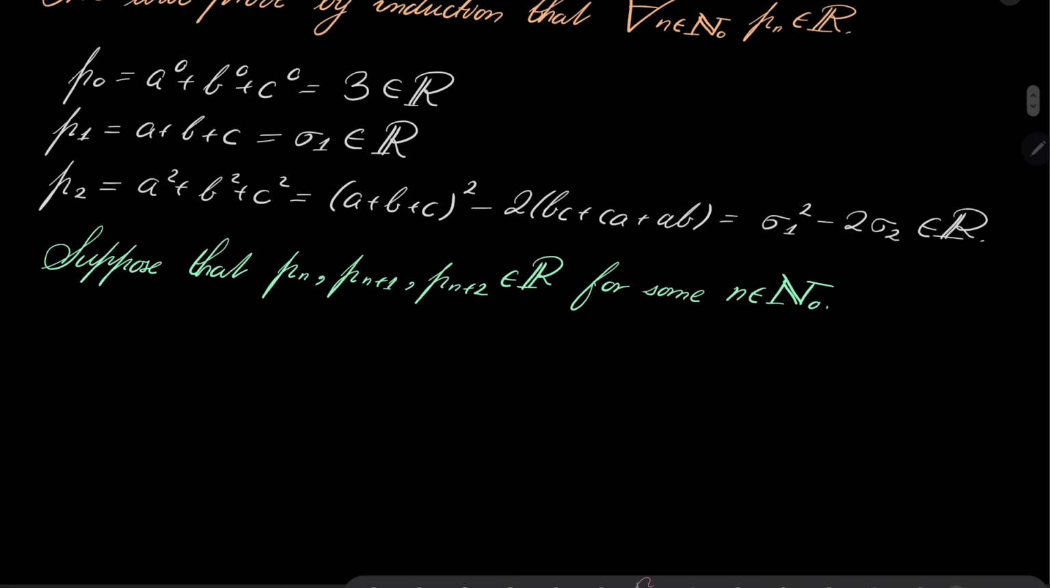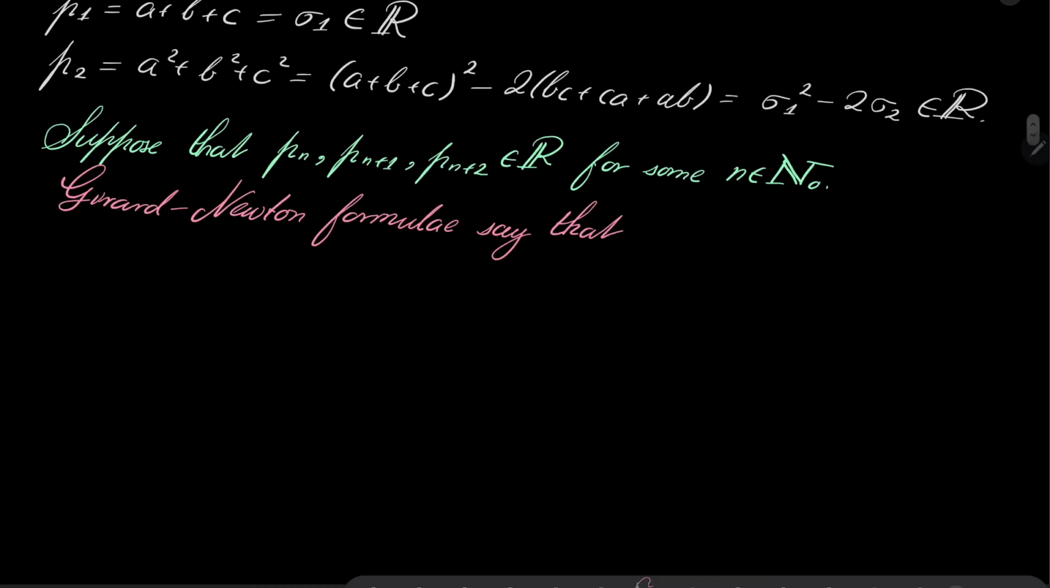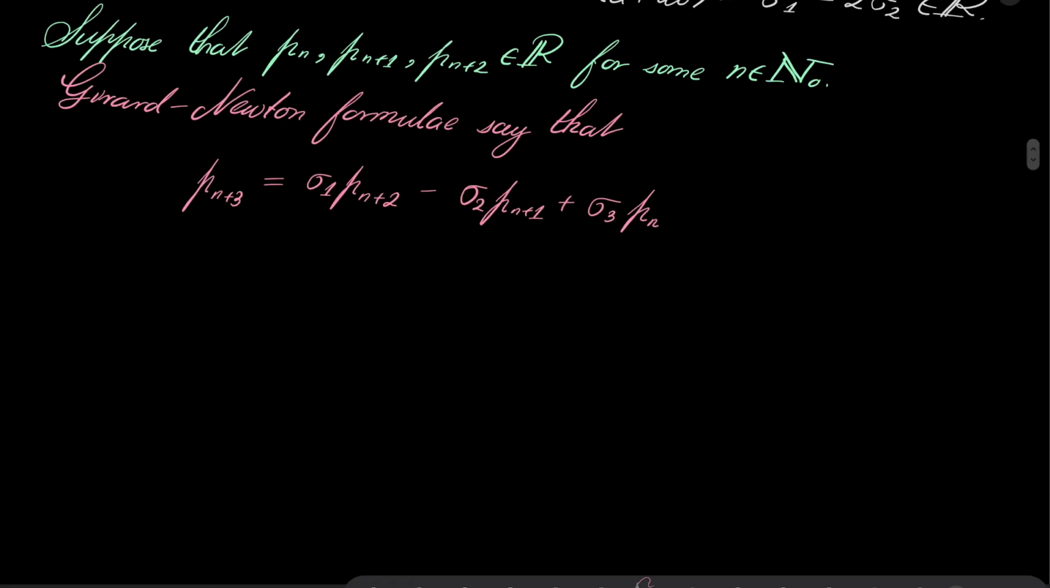Now it's time to use the Girard-Newton formula. Girard-Newton formula says that P(n+3) can be written as sigma 1 P(n+2) minus sigma 2 P(n+1) plus sigma 3 Pn. It's a well-known formula. You can look it up on Wikipedia, for example. I will not prove it, because the proof might be quite lengthy, and I wish to keep this video quite short.